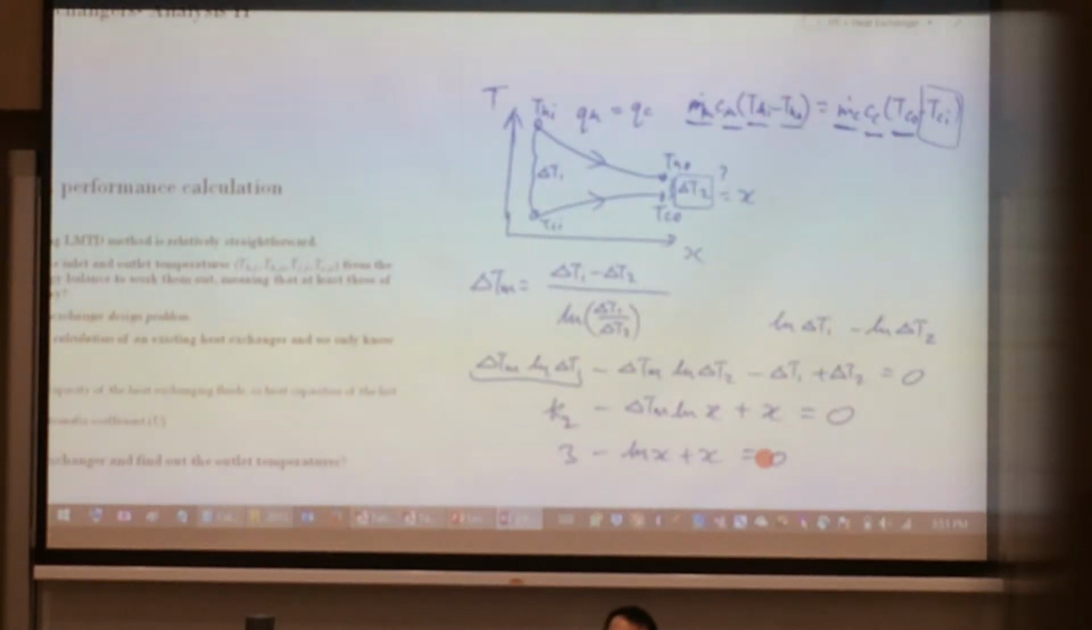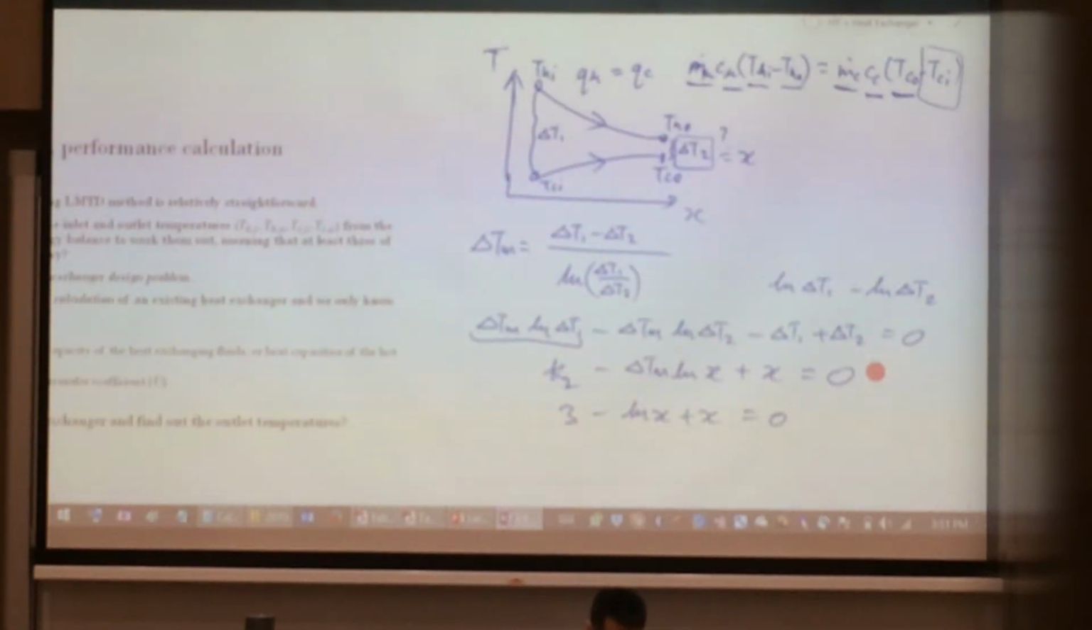This kind of equation is what we call a transcendental equation. A transcendental equation cannot be solved analytically, it can only be solved using numerical methods. Alright?